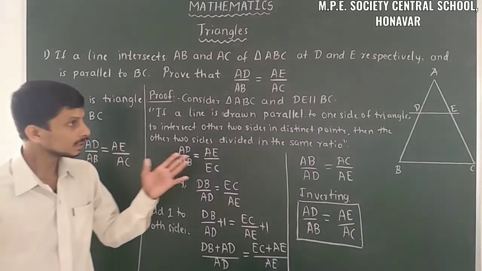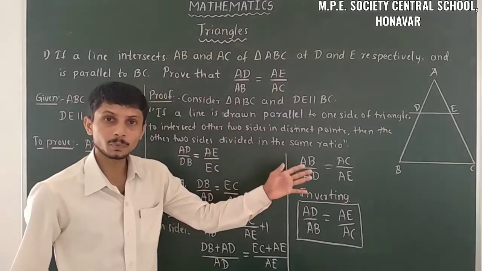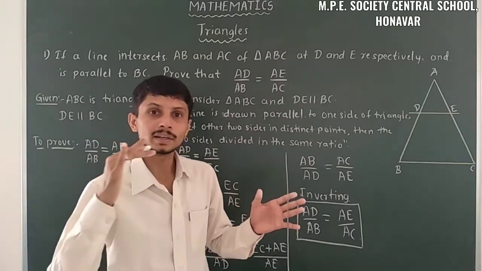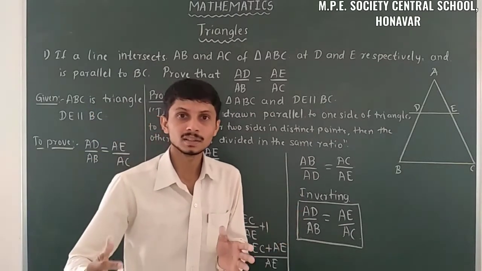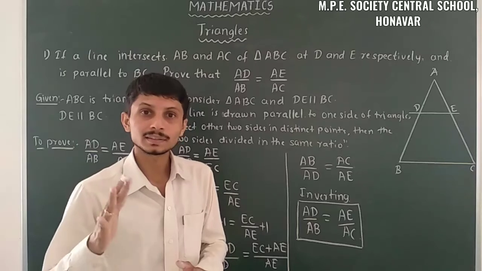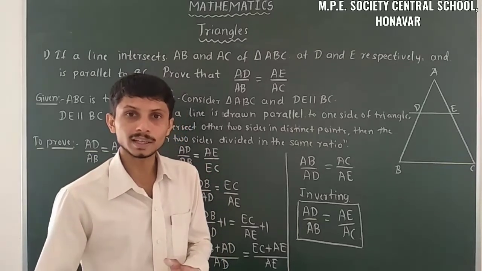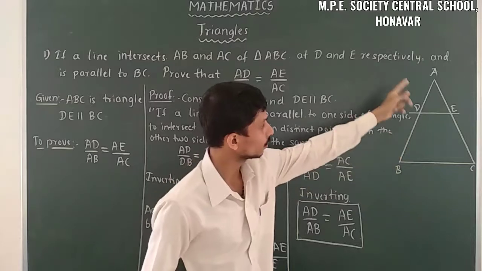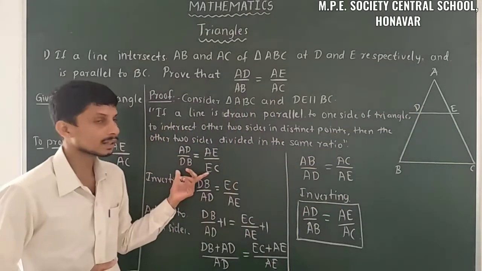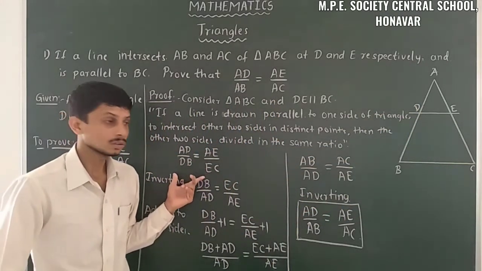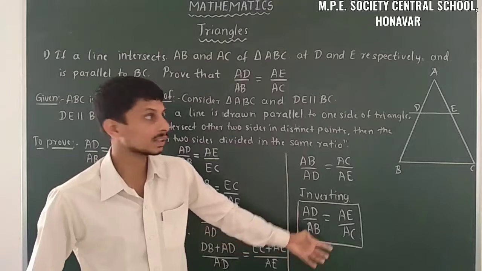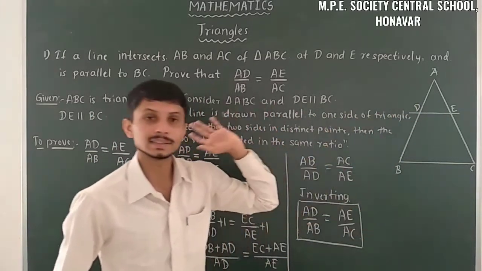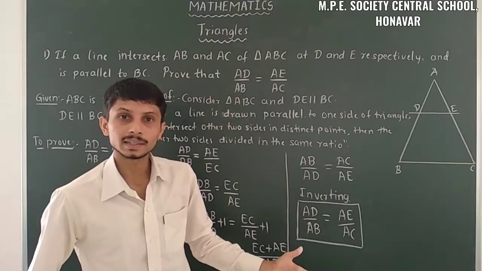So according to Theorem 6.1, if a line is drawn parallel to one side of a triangle intersecting the other two sides at two different points, then the other two sides are divided in the same ratio. So we have AD by DB is equal to AE by EC. That one is also correct. Along with that, we can take this one also, that is AD by AB is equal to AE by AC. We can easily take that one.